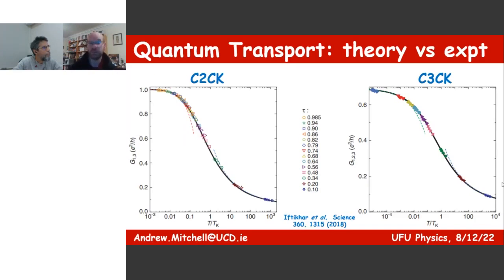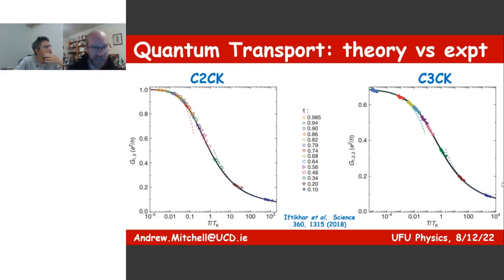So if we believe that these models really describe these devices, then we should be able to make quantitative predictions about the conductance in them and compare it to the experimental observation. And in these very beautiful experiments, we can see that as we vary the bare transmission of the QPCs, we're actually changing the TK, we're actually not changing the temperature, we're changing the TK, and therefore the T over TK can be plotted.